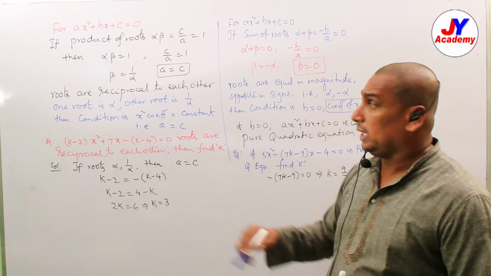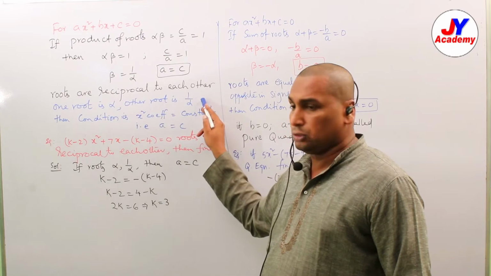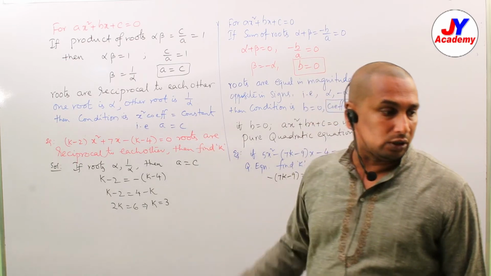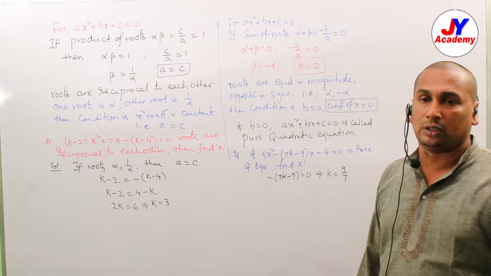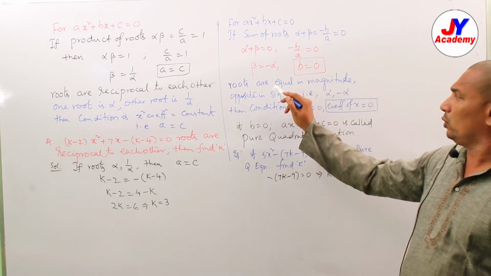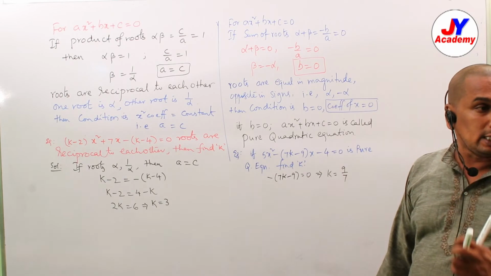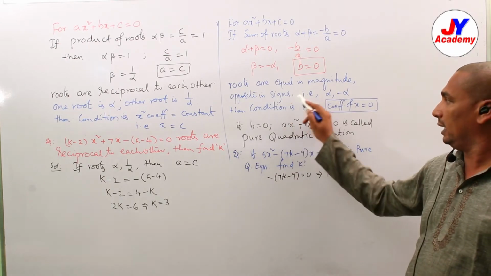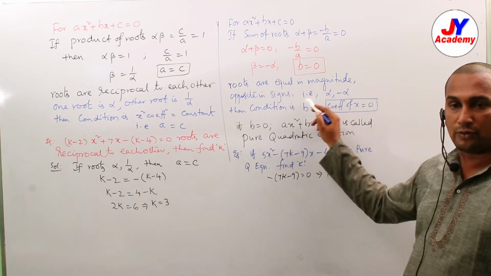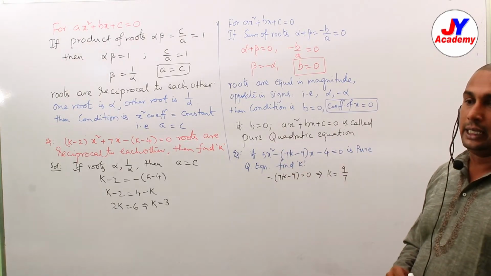First condition: if roots are reciprocal to each other, then one root is alpha and the other root is 1 by alpha. In such a case, what is the condition? The x square coefficient is equal to the constant. And if roots are equal in magnitude and opposite in sign, roots are alpha comma minus alpha, then what is the condition? The x coefficient should be 0. In such a case, that quadratic equation is called a pure quadratic equation.